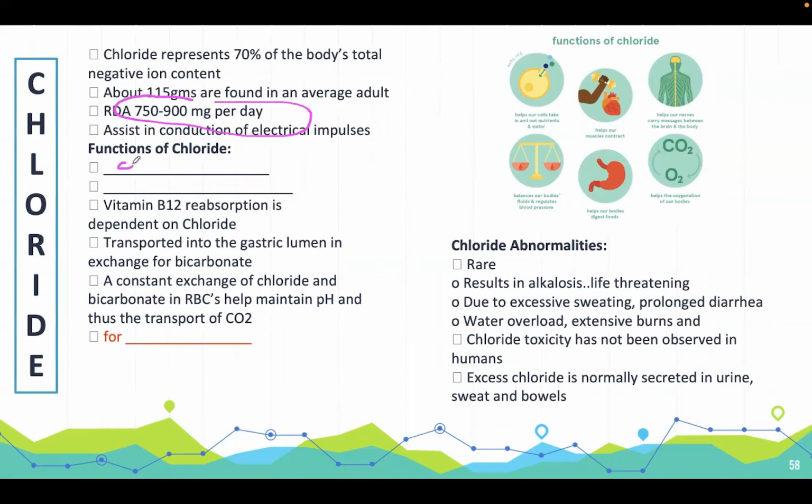Number 1, it combines with hydrogen in the stomach to make hydrochloric acid. Hindi ko na isusulat yung buo, pero the main function of your chloride is it combines with hydrogen in the stomach to make hydrochloric acid. Number 2 function is it is responsible for the breakdown of your proteins, CHONS, absorption of other minerals, and helps in the absorption of vitamin B12.